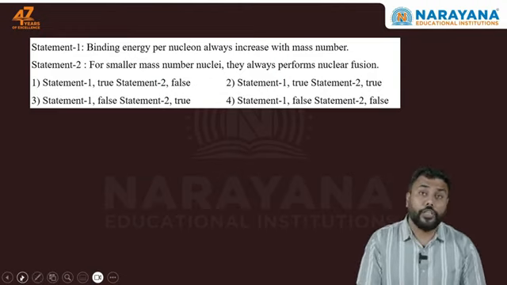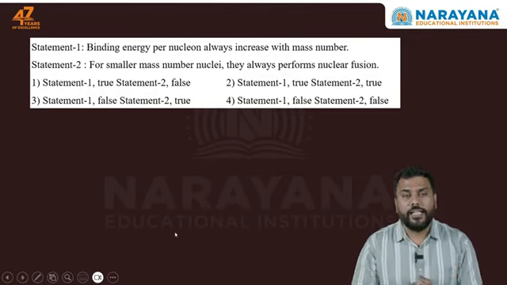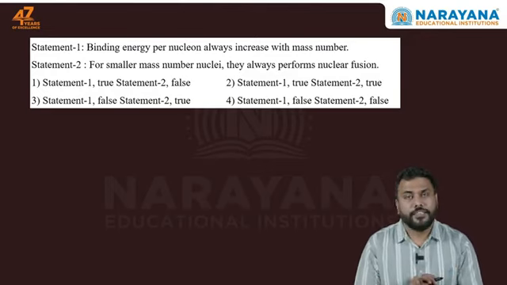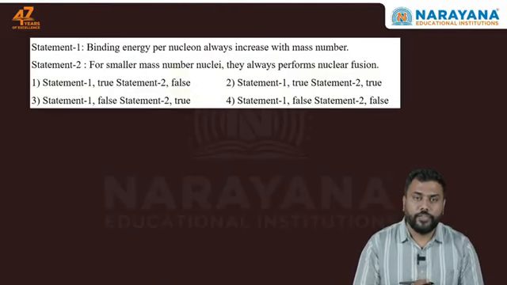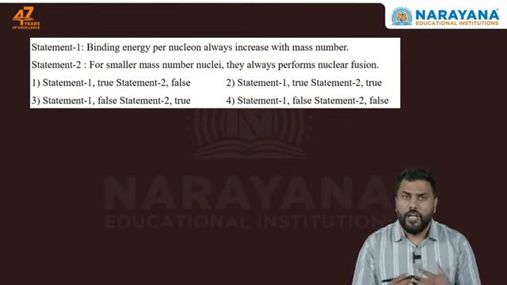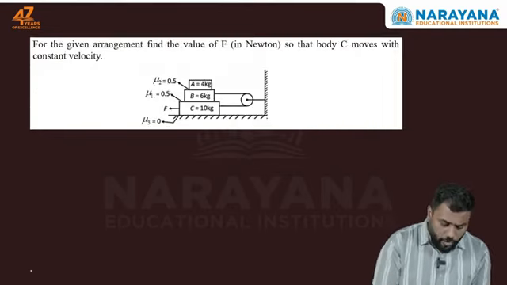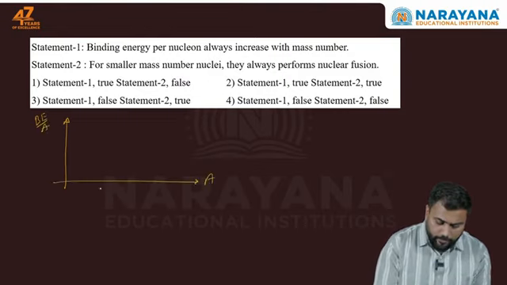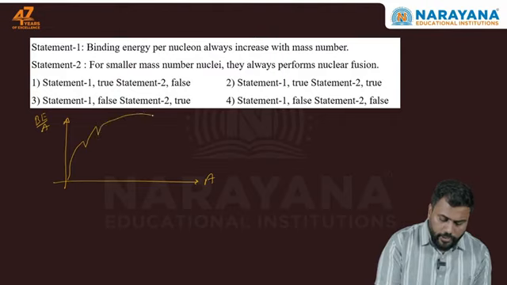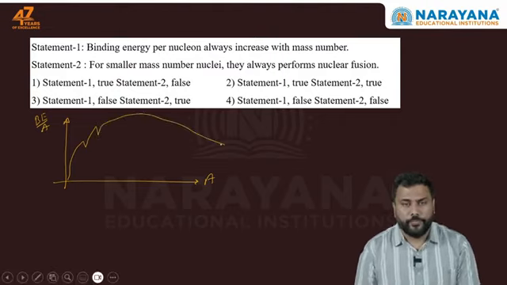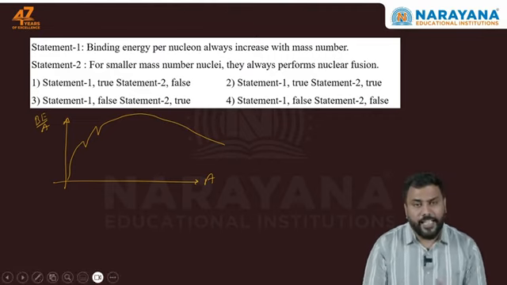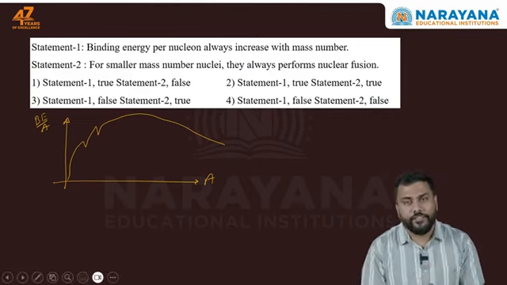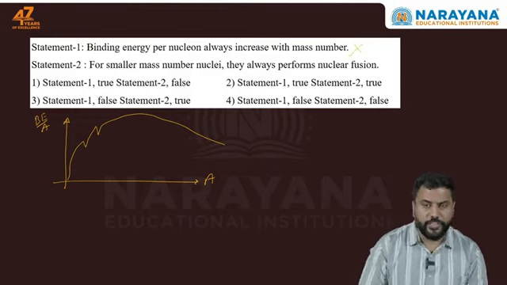Next question is a theoretical question based on nuclear physics. First option is saying that binding energy per nucleon always increases with mass number. We know that when binding energy per nucleon is plotted against mass number, initially the binding energy per nucleon increases, it becomes maximum, and finally it drops. So binding energy per nucleon has a variation like this. It does not always increase with mass number. Hence statement 1 should be a false statement.